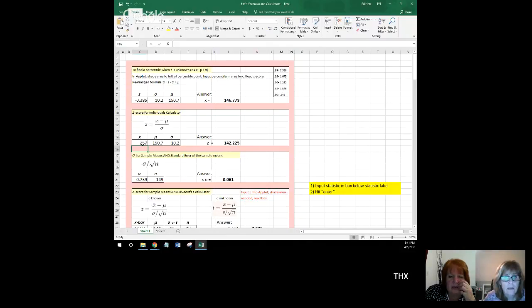Z-scores aren't usually that big, are they? No, you're right. That's way too big. So the mean is 150.7. 1, 2, 4, 5. Find the 35th percentile.